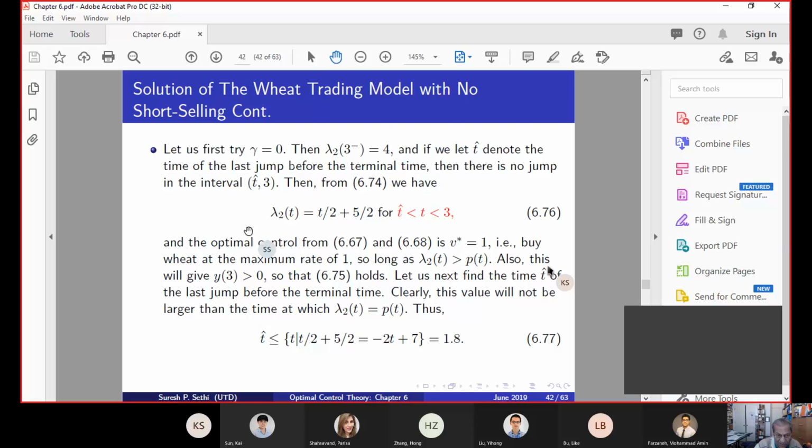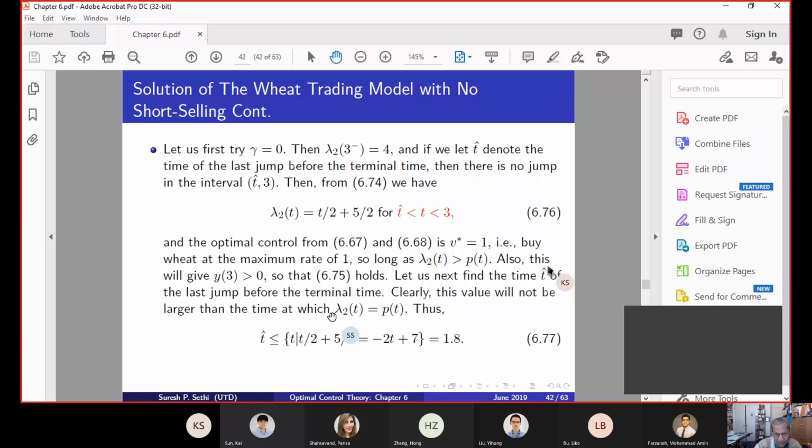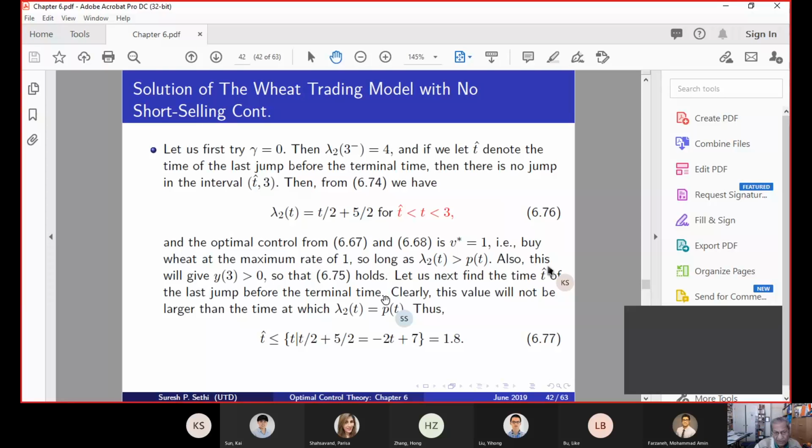That means there's no jump in this interval, from t hat to 3. So in this open interval, I can solve for lambda 2, because lambda 2 is just the slope of half right there. So I can solve it by using the boundary condition and the half slope. I have this solution, which is easy to see.